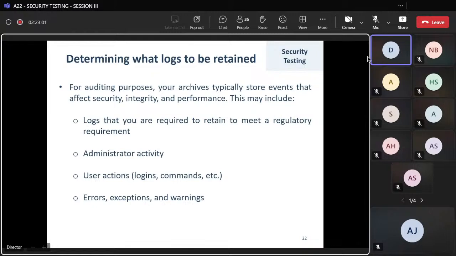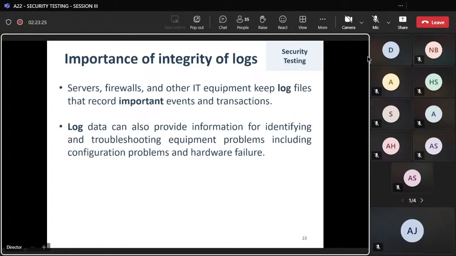Then certain user actions, which could be a login or any kind of specific commands. Then any kind of errors generated by the application or by the system, any kind of exceptions or warnings. All these things can typically be stored as logs that can be retained. And it is very important to retain the integrity of logs, even though the logs will be stored in text form. It is very important to keep the integrity of various logs.